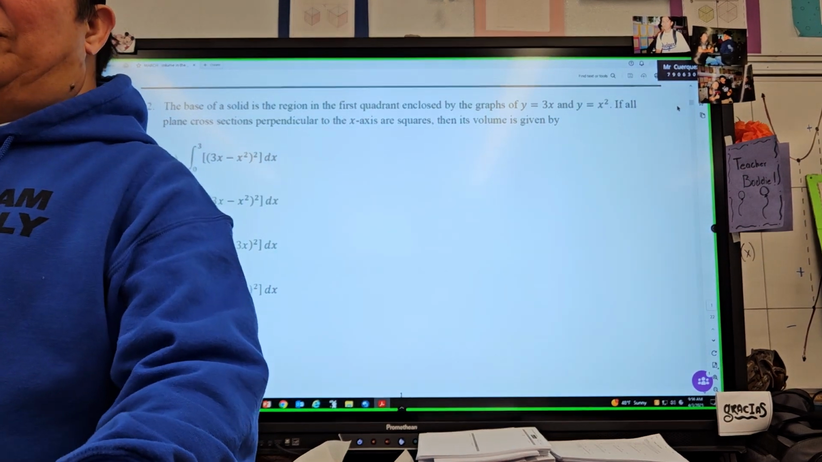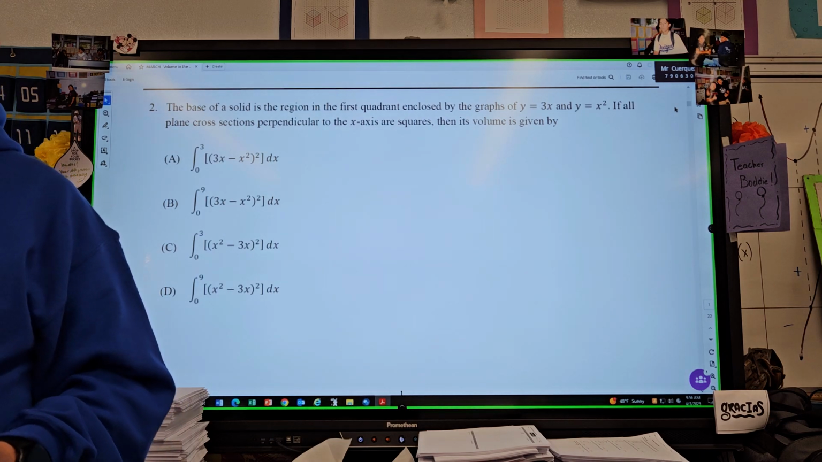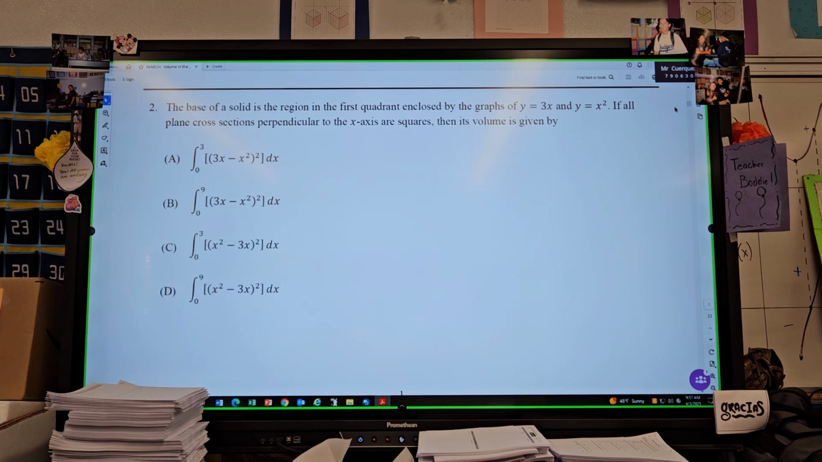Okay, so moving on to problem number 2. Manny, can you read the problem for me, please? The base of a solid is the region in the first quadrant enclosed by the graphs of y equals 3x and y equals x squared. If all plane cross sections perpendicular to the x-axis are squares, then its volume is given by.